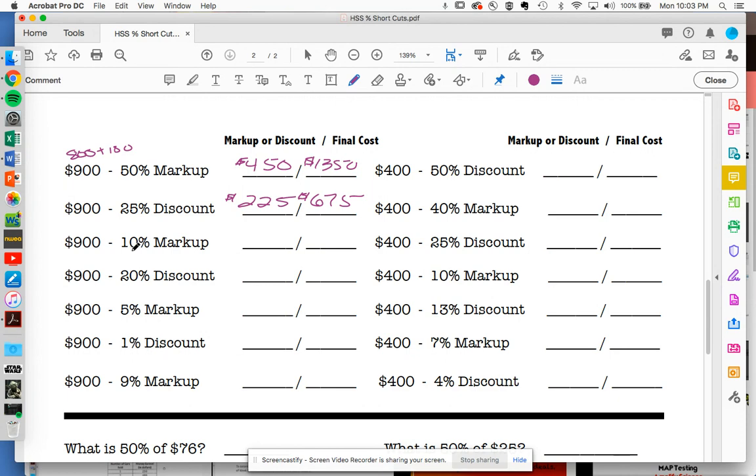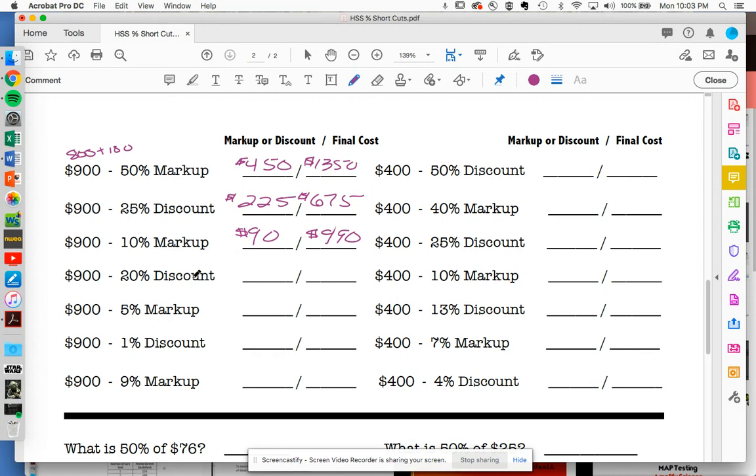Now we go to that building block. What is 10% of 900? I move it over 1. So 10% of 900 would be $90. Since it's a markup, they would sell that thing for $990.